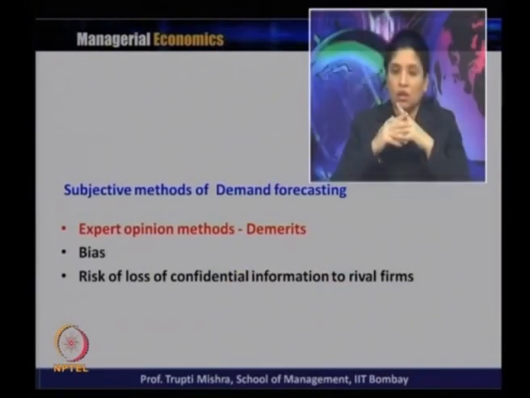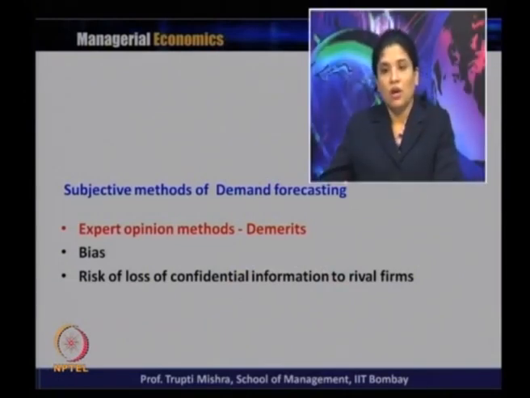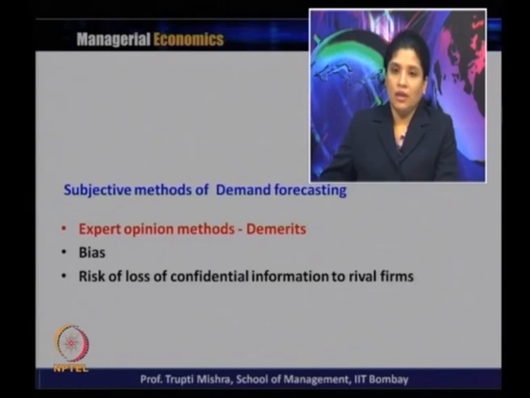What are the demerits? Here the challenge is again to identify the right or proper expert who understands the objective of the firm, or the objective of the typical producer, for why they are doing the demand forecasting. If the expert is biased, then the entire demand forecasting goes for a toss, because it will be biased. And the second demerit is that there is a risk of loss of confidential information to rival firms, because if you are sharing information with the expert and it gets into the public domain, the possibility is that there is loss of this typical firm's confidential information to the rivals, which is not supposed to be in the public domain or revealed.